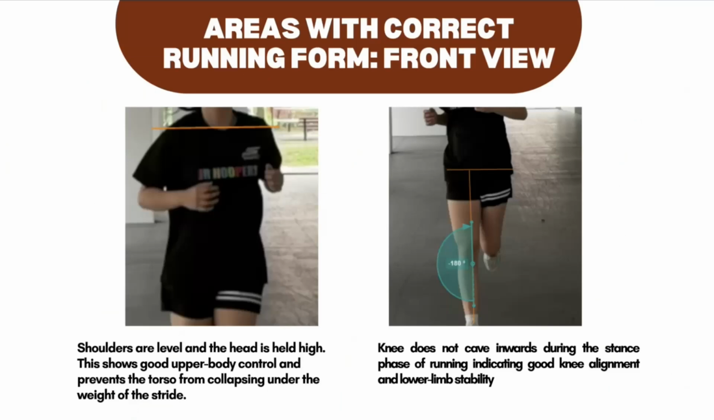Starting with areas with correct running form, from the front, we can see that my shoulders are level and the head is held high. This shows good upper body control and prevents the torso from collapsing under the weight of the stride. My knee also does not cave inwards during the stance phase of running, which indicates good knee alignment and lower limb stability.